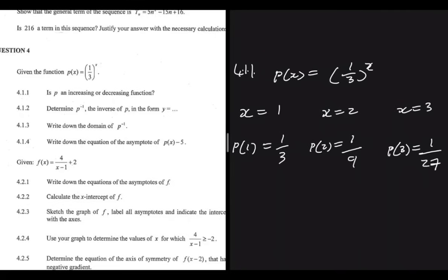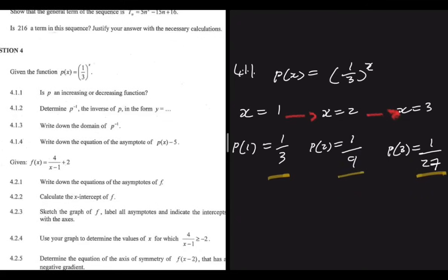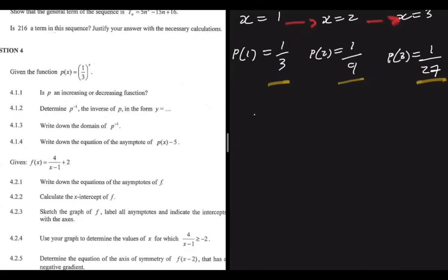Now it's actually easy to see that when the values of x are increasing, the values of y are decreasing, right? When x is equal to 1, we have 1 divided by 3. When x is equal to 2, we have 1 divided by 9. And when x is equal to 3, we have 1 divided by 27. We can see from that test that our function is decreasing. As the values of x increase, the values of y decrease.